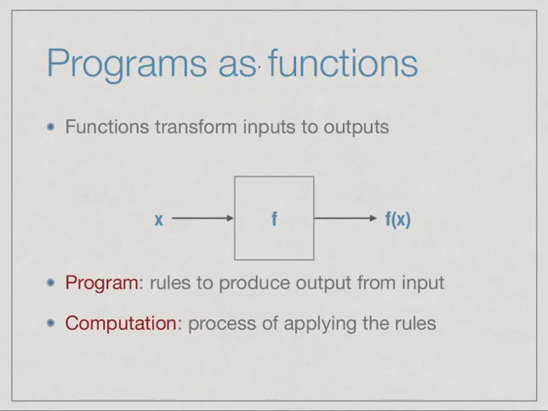So in the previous lecture, we saw that we would like to look at programs as functions that transform inputs to outputs. So a program is basically a set of rules that describes how to produce a given output from an input. And a computation consists of applying these rules and transforming the input to the output by repeatedly rewriting expressions based on the rules given.